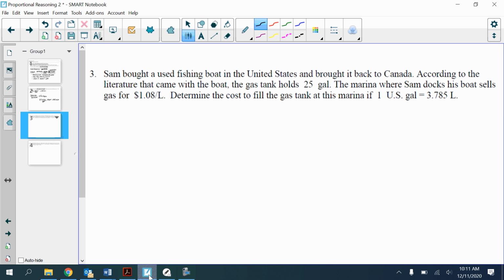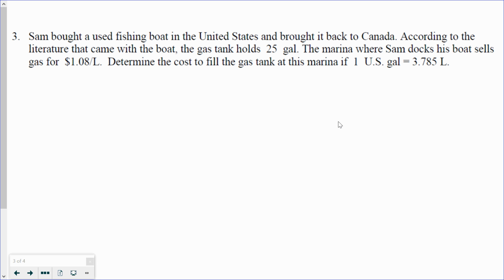Okay, so the next one. Sam bought a used fishing boat in the US and brought it back to Canada. According to the literature that came with the boat, the gas tank holds 25 gallons. The marina where Sam docks his boat sells gas for $1.08 per liter. Determine the cost to fill the tank at this marina if 1 US gallon is equal to 3.785 liters.